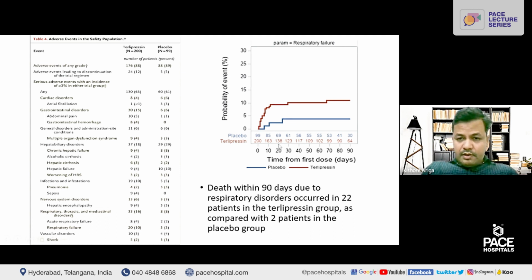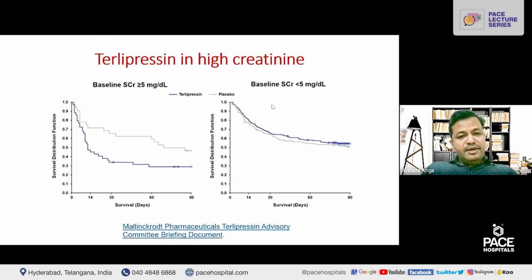And almost all the events, more than 80-90%, happened within 14 days. That is the treatment duration of the study. For 14 days only they gave terlipressin. So all the respiratory failure deaths happened within 14 days of the initiation of the drug. So based on this, the FDA acknowledged that it is effective, but said we cannot approve because of the safety issues.